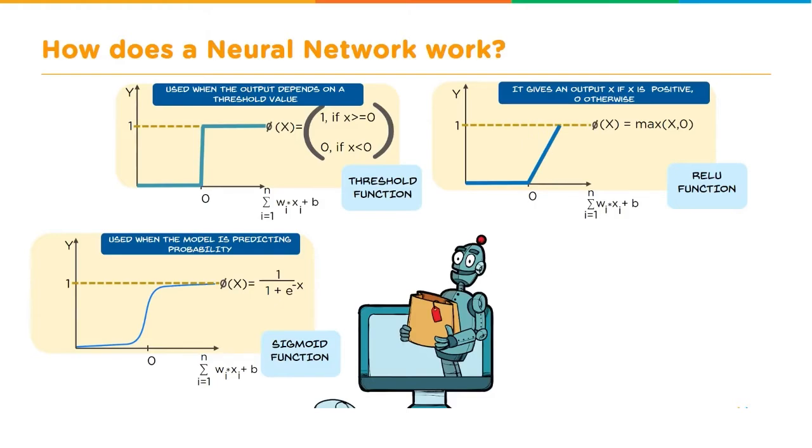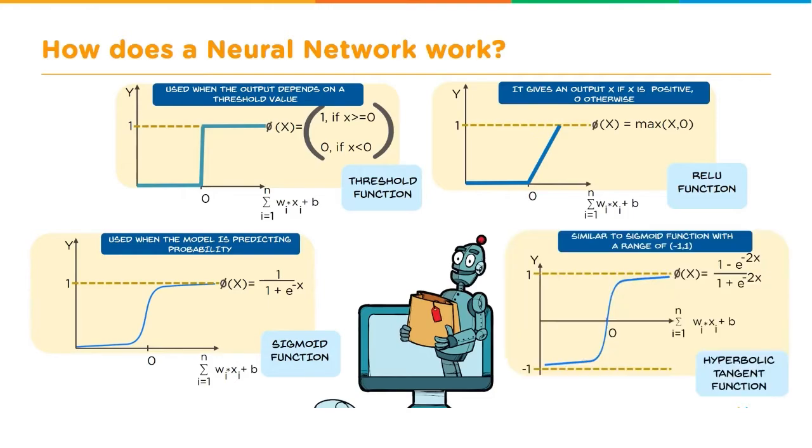Then there's the hyperbolic tangent function, and you can see here it's 1 minus e to the minus 2x over 1 plus e to the minus 2x. It's very much along the same theme, a little bit different in that it goes between minus 1 and 1. So you'll see some of those go 0 to 1, but this one goes minus 1 to 1.